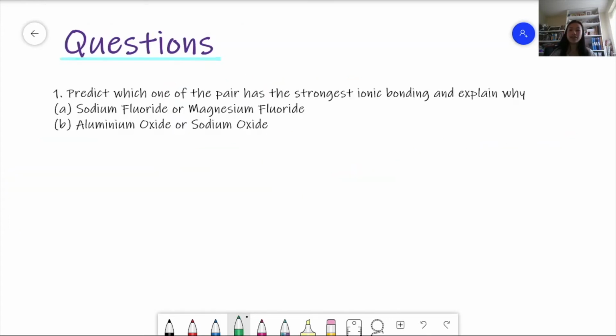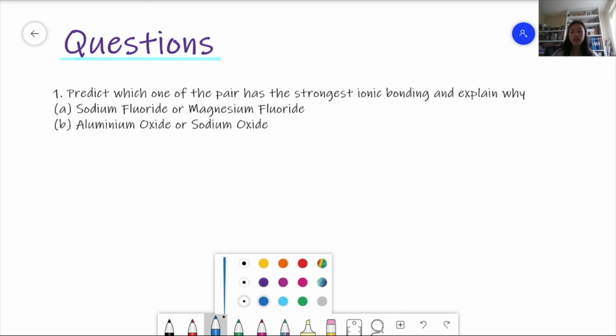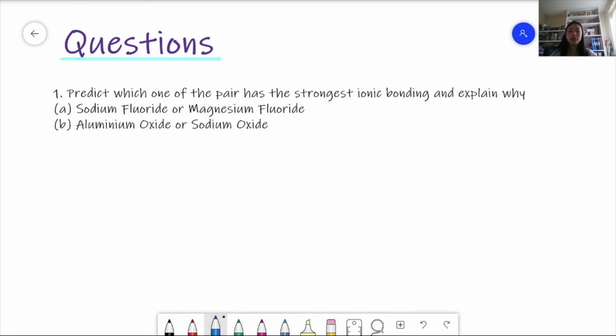Now we're going to look at some questions. So the first one is to predict which one of the pair has the strongest ionic bonding and explain why. So A is sodium fluoride or magnesium fluoride, and for B, aluminium oxide or sodium oxide. So first we'll have a look at sodium fluoride and magnesium fluoride. So they're both reacting with fluorine atoms, so we kind of just ignore that, and we're comparing sodium, the ion, and magnesium, the ion.